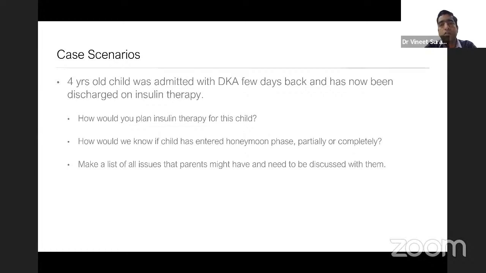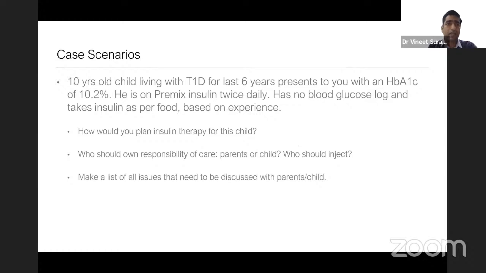How would we know if the child has entered the honeymoon phase partially or completely? And then we need to make a list of all the issues that parents might have and need to be discussed with them. Now, the second case is a 10-year-old, well-established type 1 diabetes for the last 6 years.